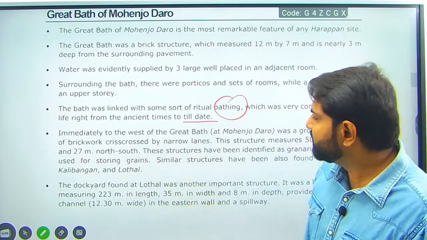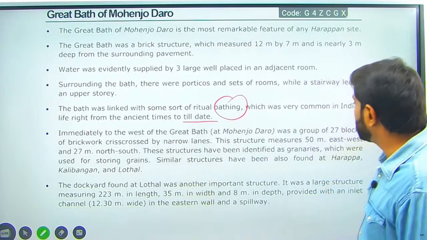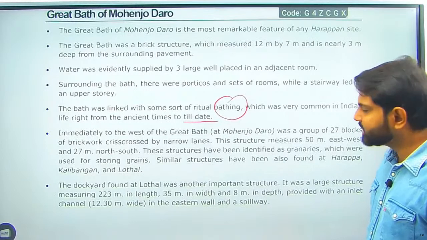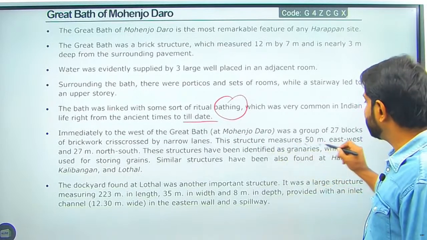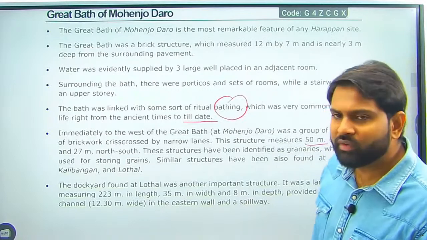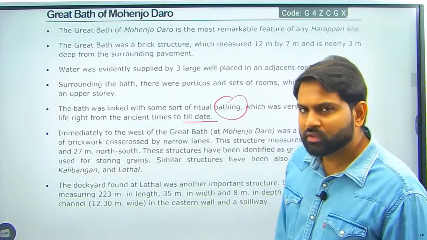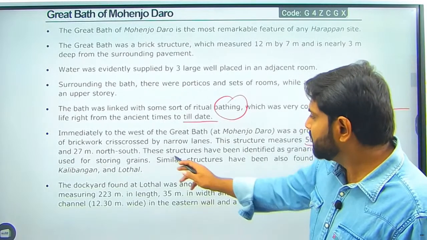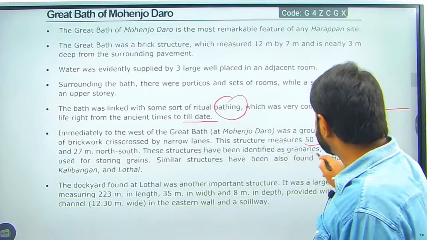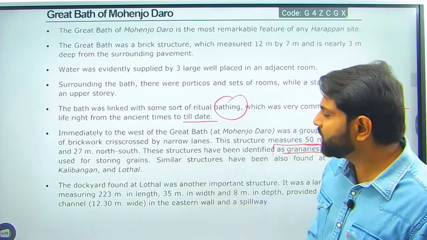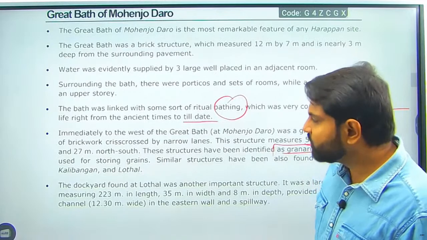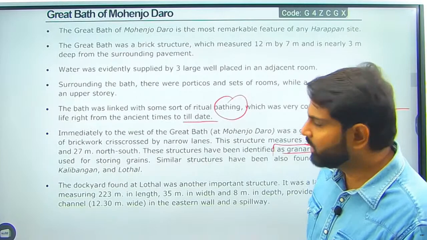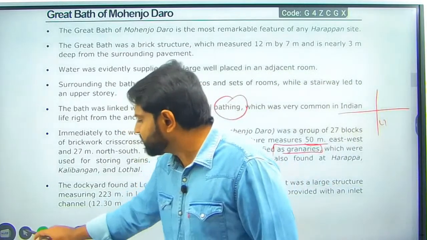Immediately to the west of the great bath at Mohenjo-daro was a group of 27 blocks of brickwork crisscrossed by narrow lanes. This structure measures 50 meters east-west and 27 meters north-south. These structures have been identified as granaries, which were used for storing grains. Similar structures are also found in Kalibangan, Lothal, and Harappa. Although the great bath is not available, the structures of granaries were available.